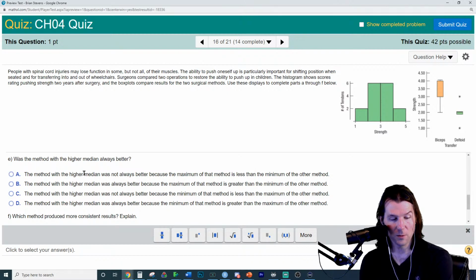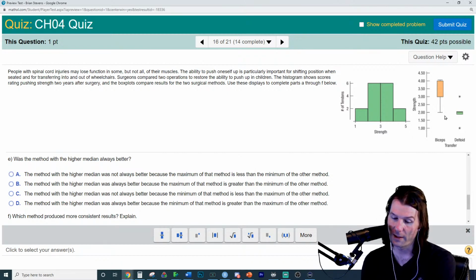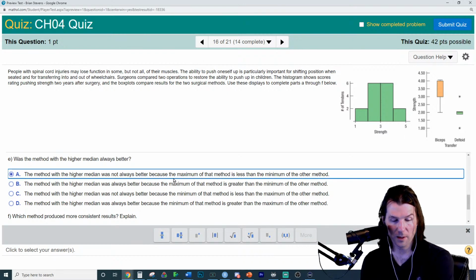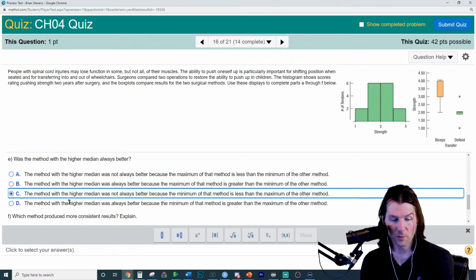Was the method with the higher median always better? And the answer is no. Here's the minimum, and there are values that are right there. The method with the higher median is not always better because the minimum of that method right here is less than the maximum of the other method. It's talking about the minimum of this method being less than the maximum of this.